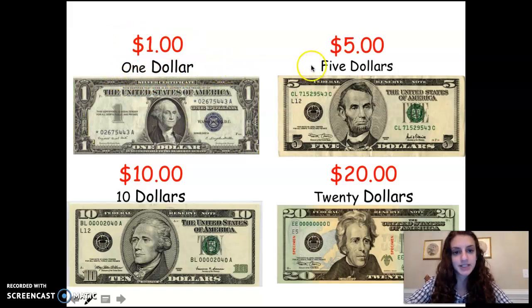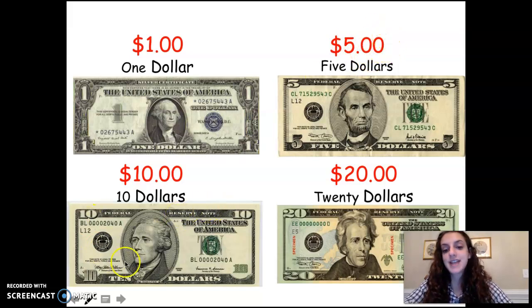We also see the $5 bill. $5 can be written as dollar sign, 5, decimal point, 0, 0. Same goes for the $10 bill and the $20 bill.